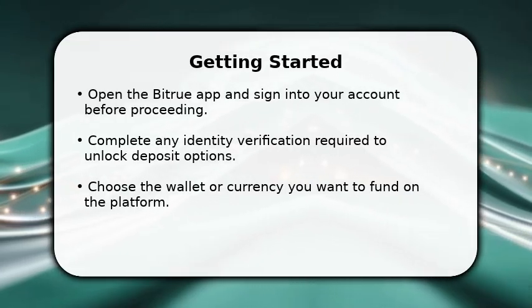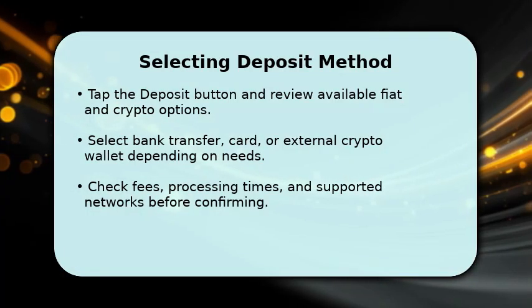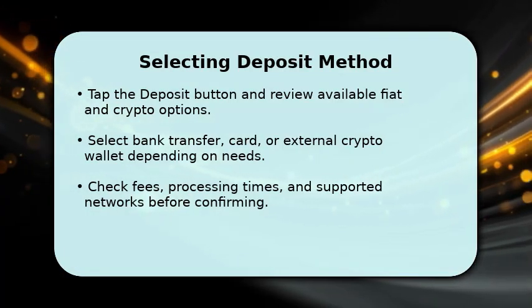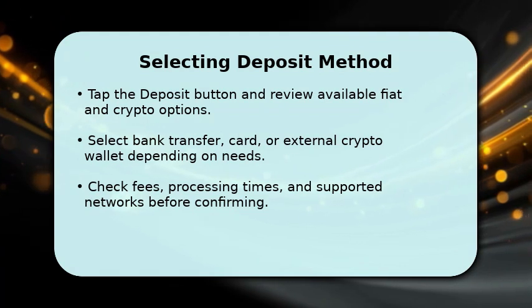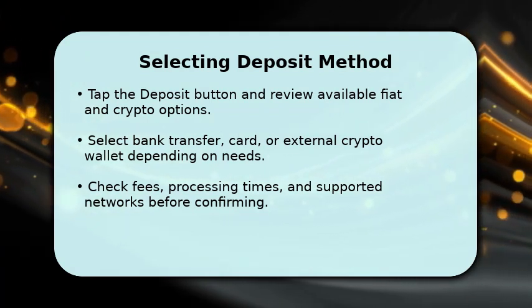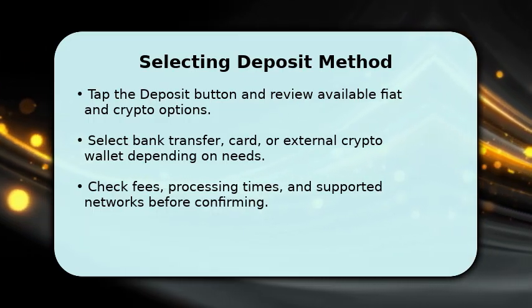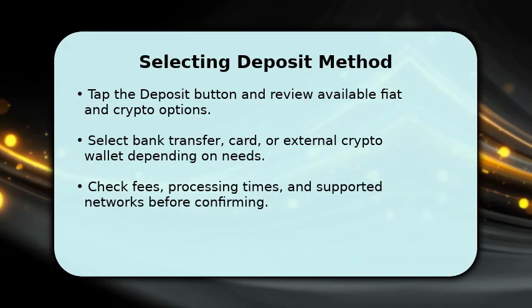Follow along at a comfortable pace and pause when you need to double-check details. Choose whether you want to deposit fiat or crypto, and follow the tailored prompts. For fiat deposits, pick bank transfer or card and enter your payment details securely. For crypto deposits, select the correct coin and network, then copy the address or scan the QR code.